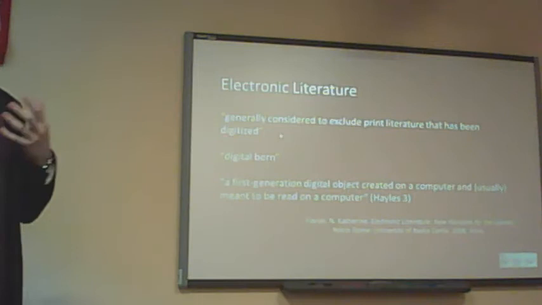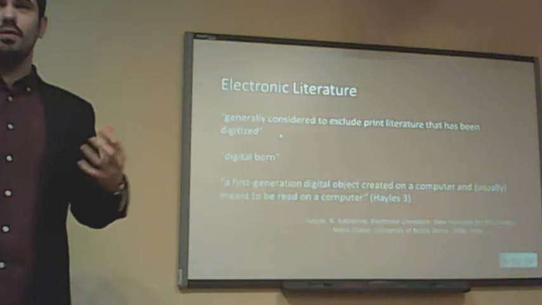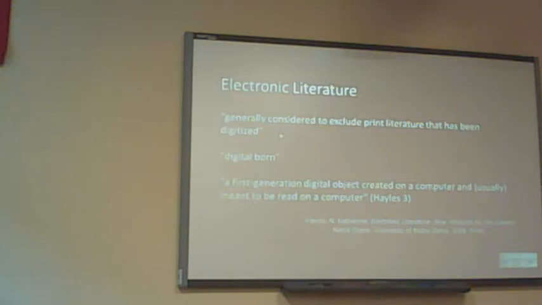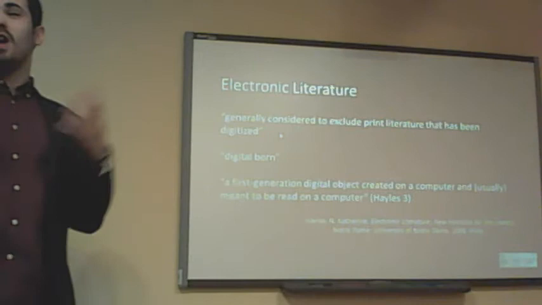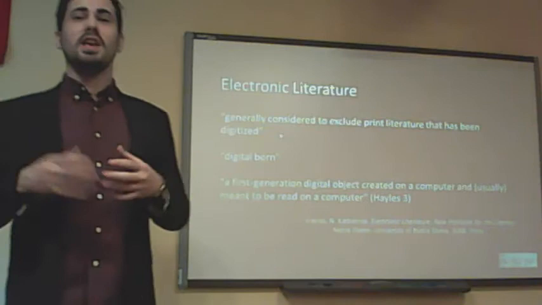So one of the things we really need to do in this field is try to avoid prescriptive definitions. You need to get a sense of what electronic literature is through descriptive explorations, just seeing what it is as opposed to trying to define what it is. But typically we're excluding from this definition things like ebooks. So we're excluding remediated text. When you think about something like a Kindle, we're very much still thinking in print in that context.